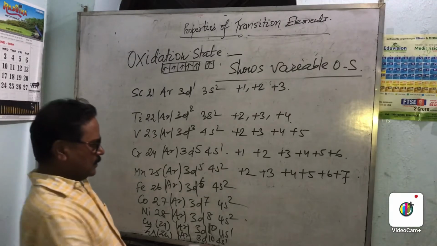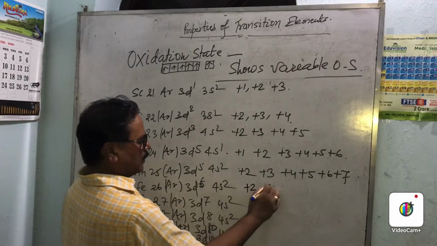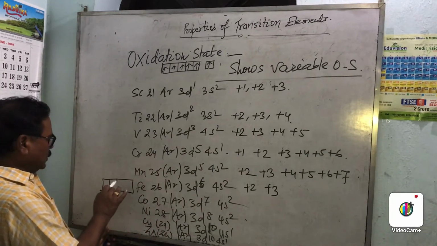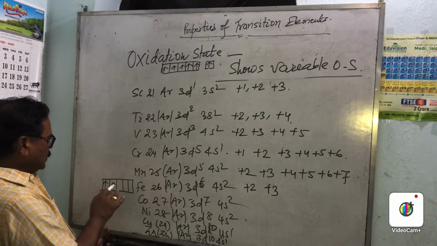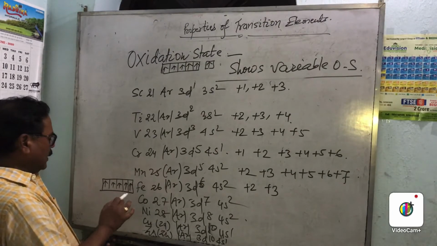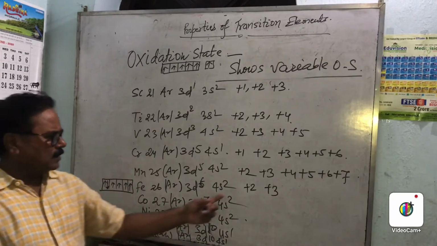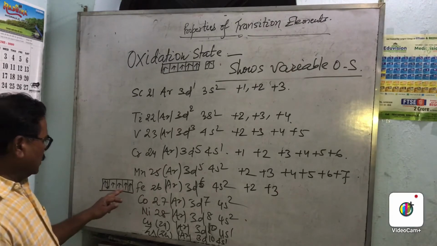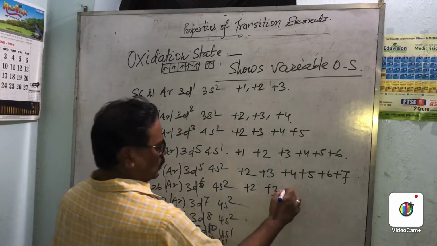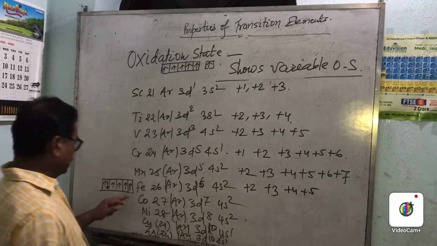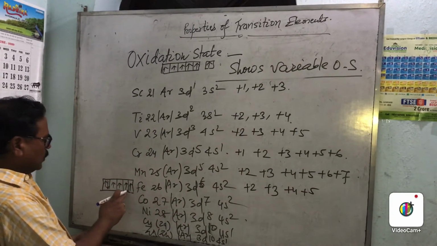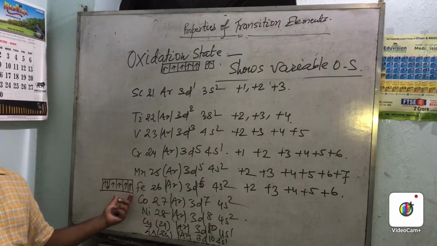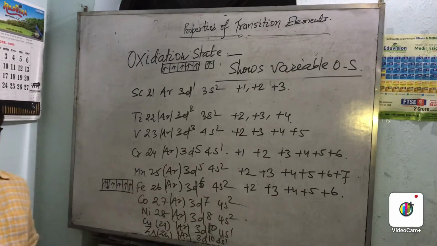And for iron, that is +2 and +3 due to these 2 electrons, and d6 is there. So d6: 1, 2, 3, 4, 5 and 6. So the common are +2 and +3, although it may show +2, +3, +4, +5, +6, because of the number of unpaired electrons. That's why it will show these oxidation states.